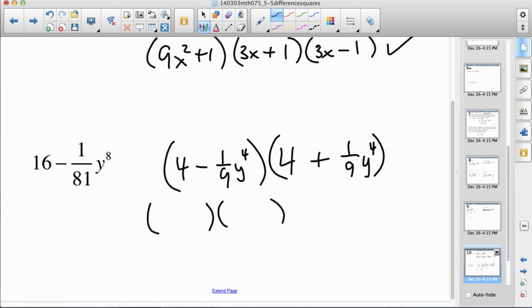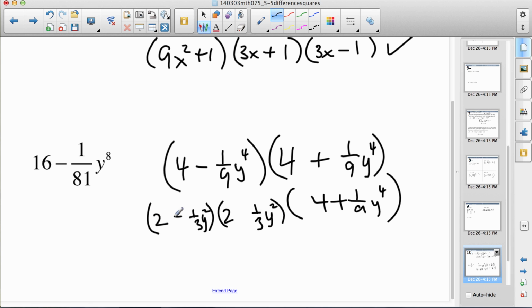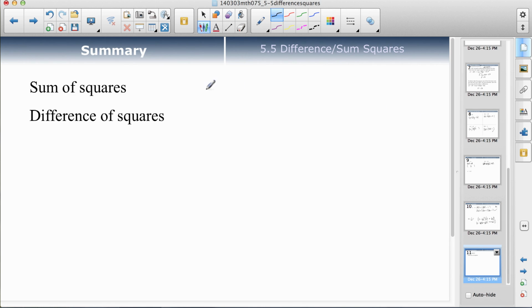There's another, that's another good one. So 4 plus 1/9 y to the 4th, I leave that last one alone, but this one I can take the square root of. 4 is 2 and 2. 1/9 would be 1/3 here and 1/3 there. Y to the 4th, so it'd be a y squared here, a y squared there. One's minus, one's plus. Okay, so hopefully that gives you a little bit of description of the two things we looked at, sum of squares and difference of squares. Try some questions.